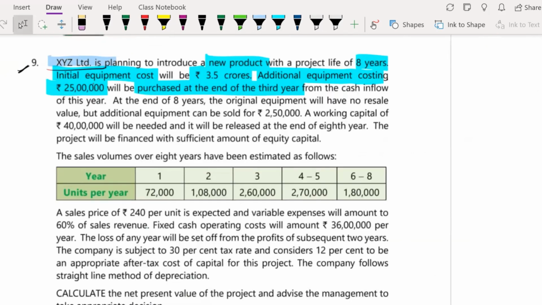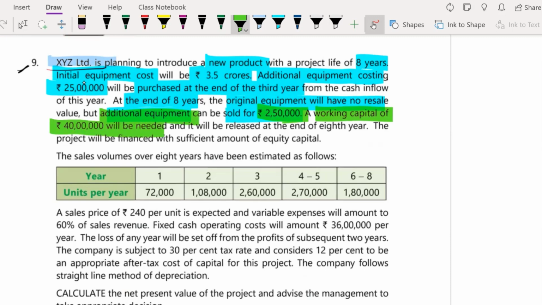At the end of 8 years, the original equipment will have no resale value. So there will be no salvage value for the original equipment, but the additional equipment can be sold for 2,50,000. So 2,50,000 is the salvage value of the additional equipment. A working capital of 40 lakh will be needed.